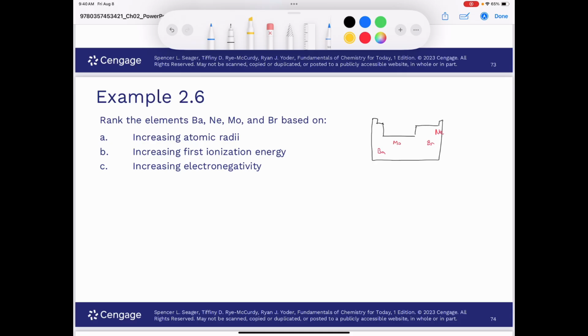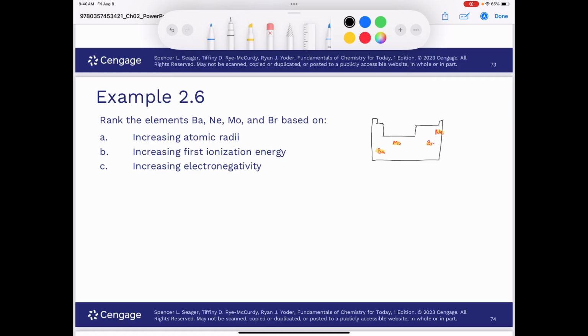All right, let's take a look at a question. Rank the elements barium, neon, molybdenum, and bromine based on atomic radii, first ionization energy, and electronegativity. So you can see I made a little sketch of a periodic table here, and I placed those elements. So we've got our barium, molybdenum, bromine, and neon in there.